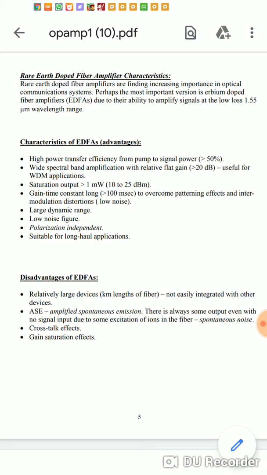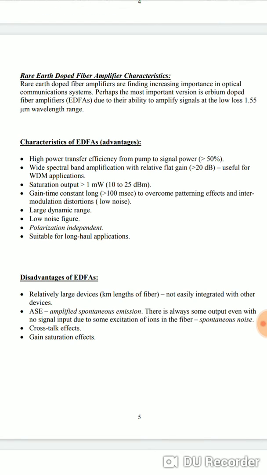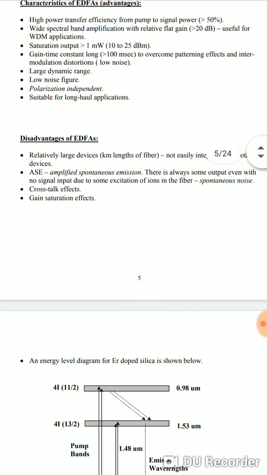Ideally, whenever there is no input signal, the output signal should be 0. That is not practically happening. Though the input power is 0, some amount of power we get at the output. That is called spontaneous noise, which is present in the EDF amplifier but not in the SOA amplifier. Crosstalk effects are also there, and gain saturation effects are there. So these are the disadvantages of the EDFA amplifier.